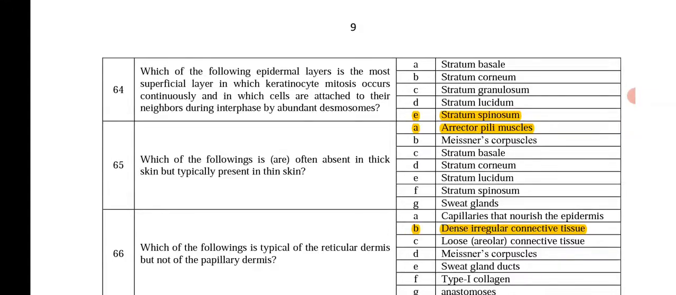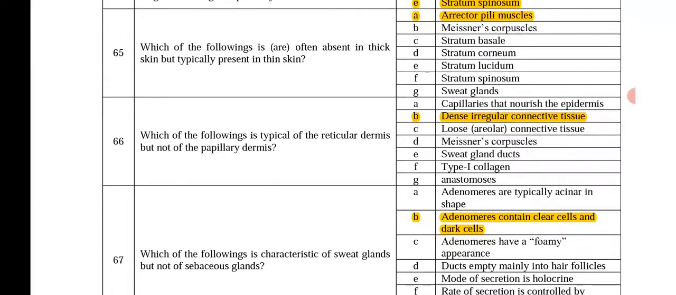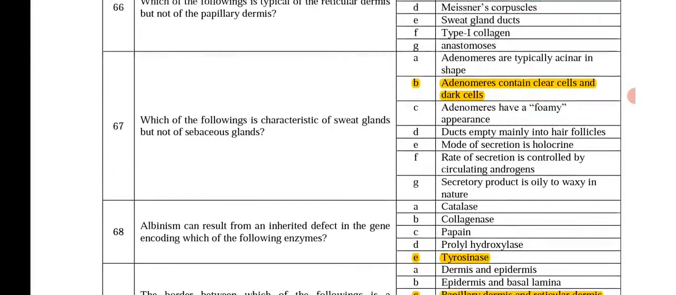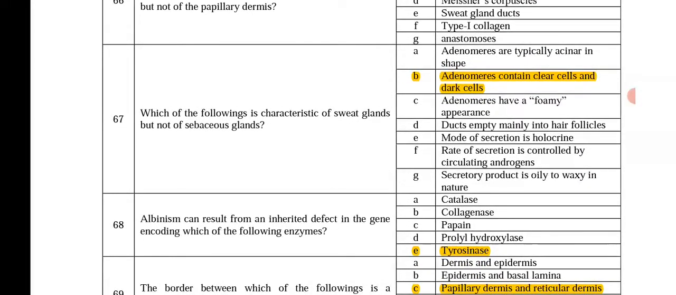Stratum spinosum. Which of the following is often absent in thick skin but typically present in thin skin? Erector pili muscles. Which of the following is typical of reticular dermis but not the papillary dermis? Dense irregular connective tissue. Which of the following is characteristic of sweat glands but not of sebaceous glands? Adenomers contain clear cells and dark cells.